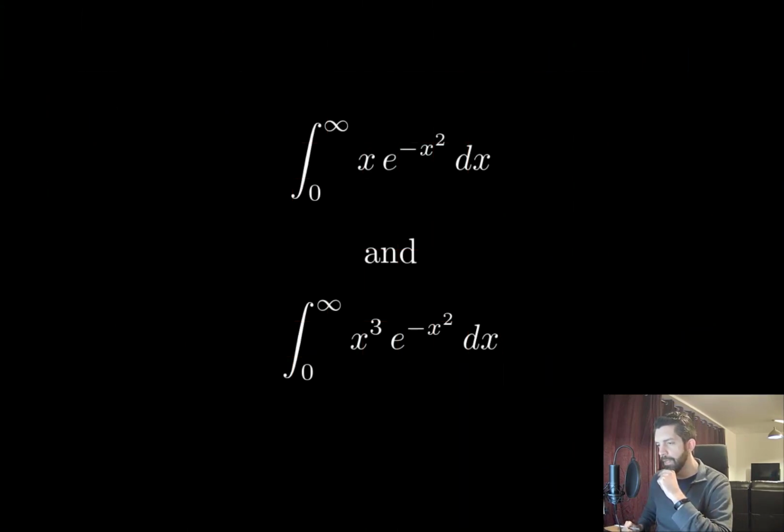Integrate from 0 to infinity the function x e to the power of negative x squared and x cubed times e to the negative x squared. Okay, so these are actually straightforward because the functions we need to integrate lend themselves to integration by substitution pretty much directly, or at least the first one does. The second one we might have to do an integration by parts first, but then it'll be written in terms of the first one. So let's look at the first one.